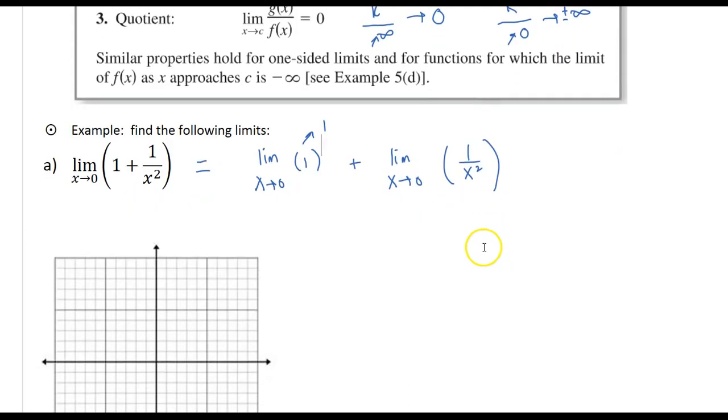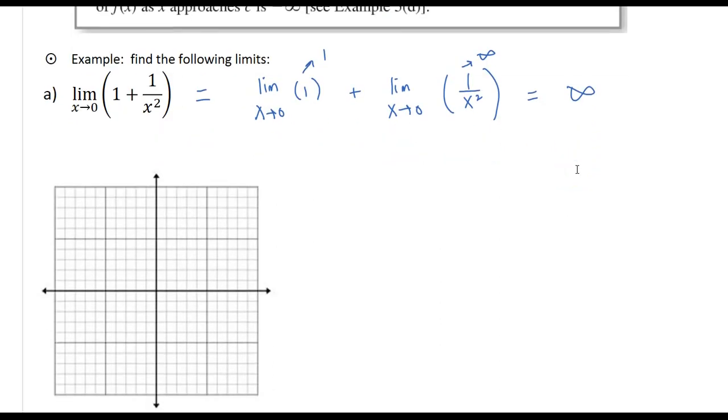So this whole fraction here is going to approach infinity. So I've got a limit approaching 1 plus a limit approaching infinity, and if I add 1 to infinity, I still have infinity. So that's one way that you could do it. If you're not comfortable with that, you can always plug in.